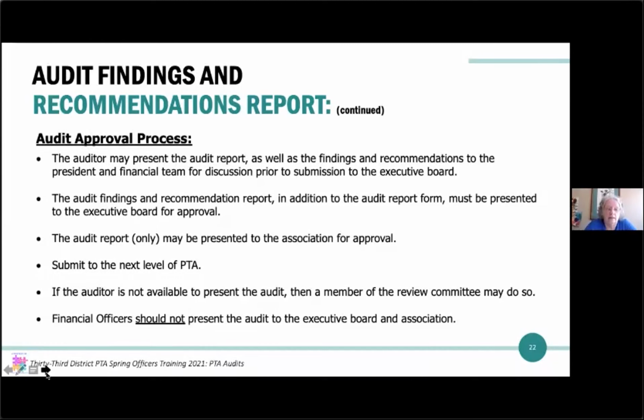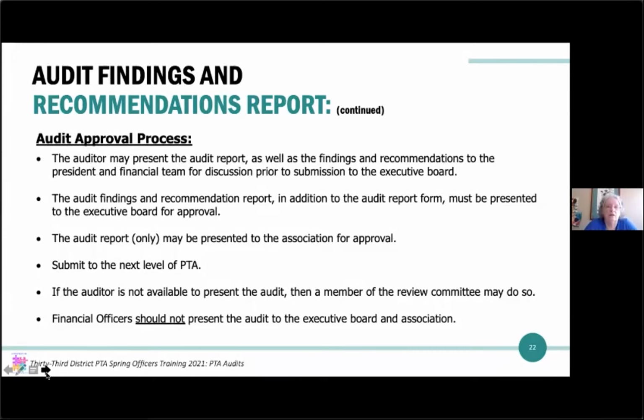After that, the audit and recommendations with the audit form are presented to the executive board. This is where the discussion of findings and recommendations will occur. The whole report and all of the findings are presented to the board for approval and discussion at that point. The next part is that the audit report only may be presented to the association for approval. So we're not giving the findings and recommendations to the association. If they ask about it, ordinarily we would say that those recommendations and findings are being addressed by the board.